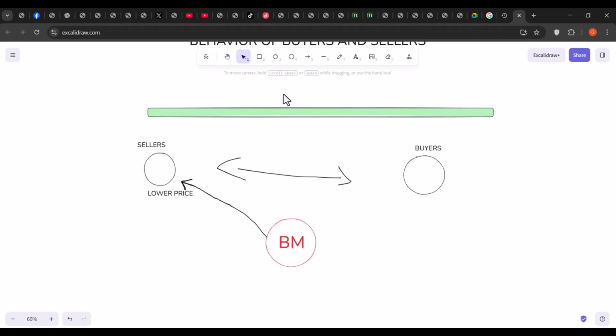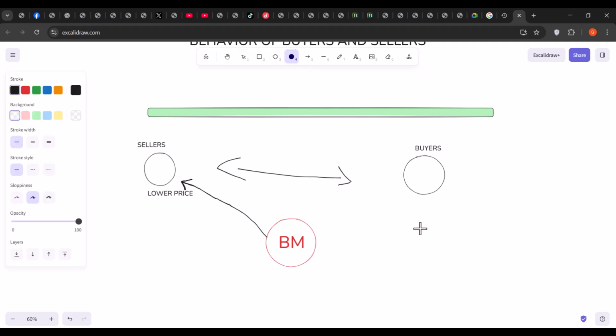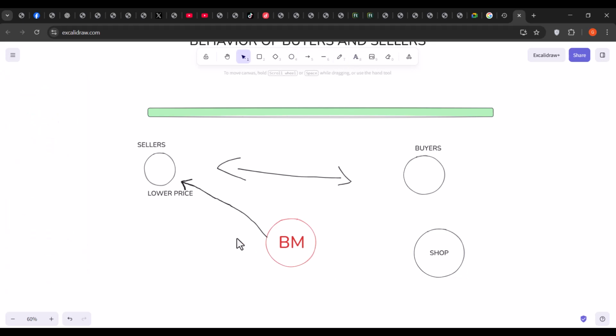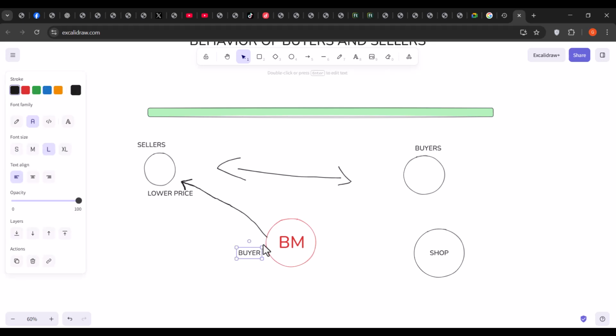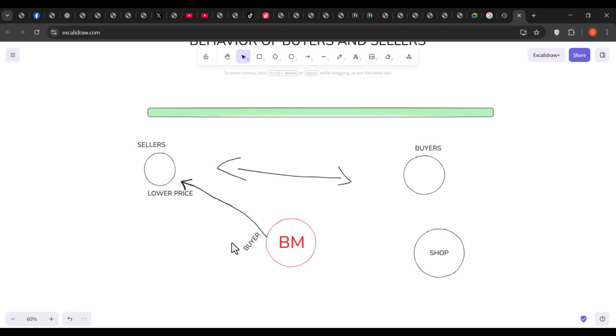Now he's coming back to his own shop. All right, let's say he has his shop over here. So I'm going to label this shop. So he bought the item at a lower price over here. In this case, he is what? A buyer. That's what exactly is happening over here. In this particular aspect, he is a buyer because he's buying the item from these sellers at a lower price. That's the price he aimed to buy it.